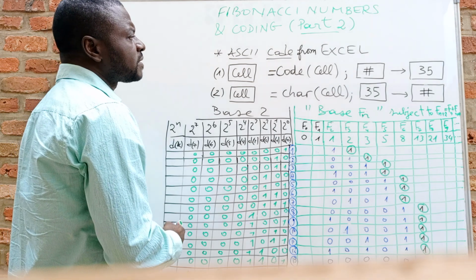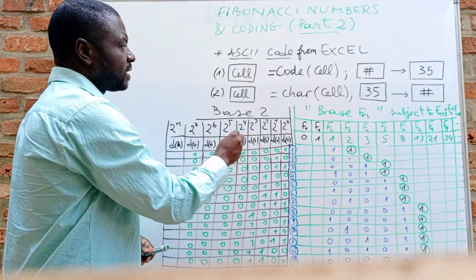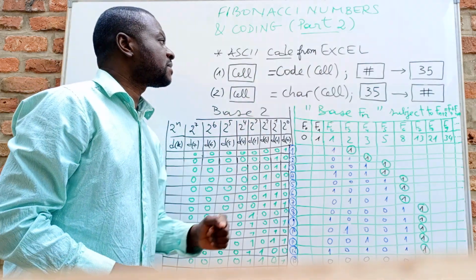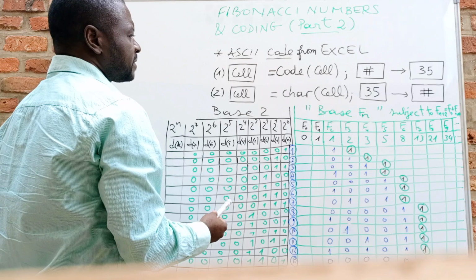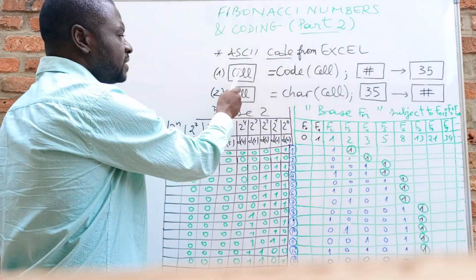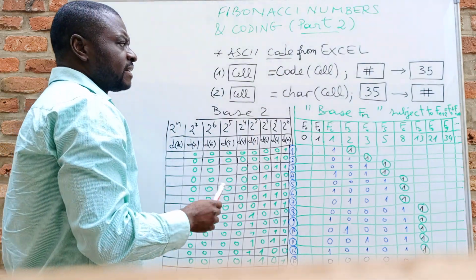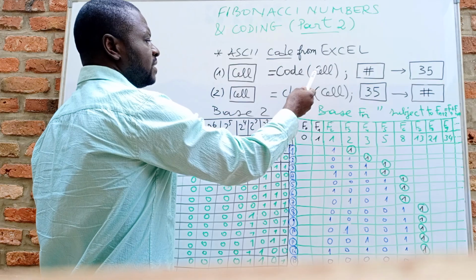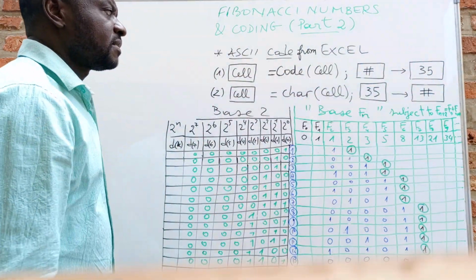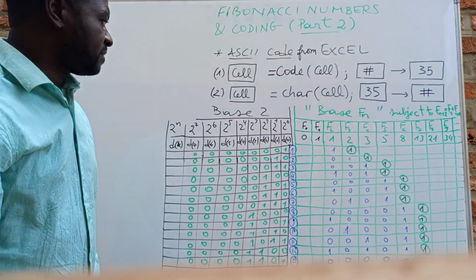You can get the code by using an Excel spreadsheet. If you have this tag, for example, in a cell, you can use the code function. You call it, and you select the cell, and it returns a number. For example, here it returns 35.